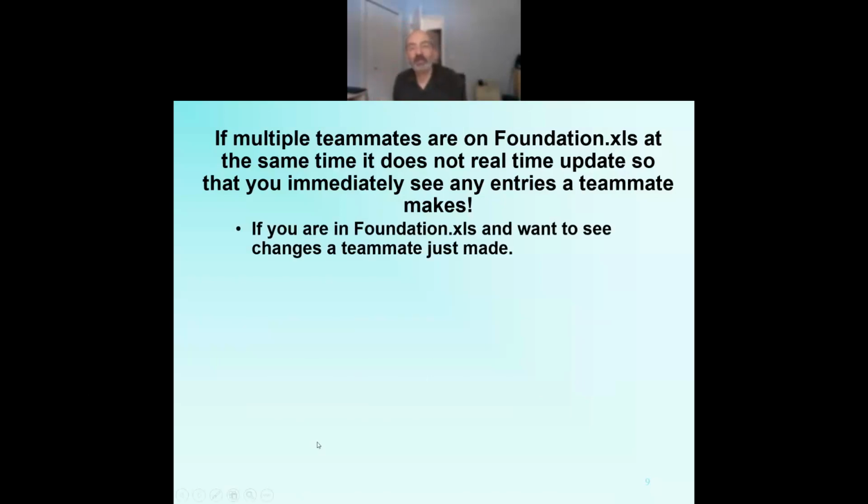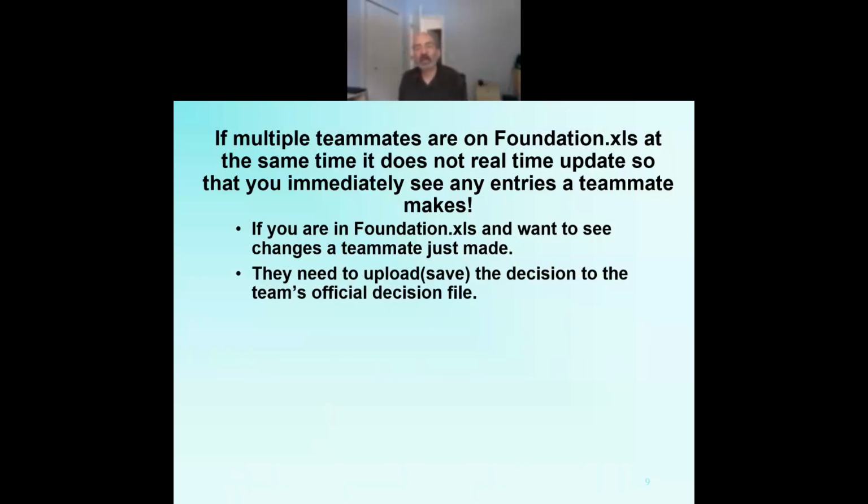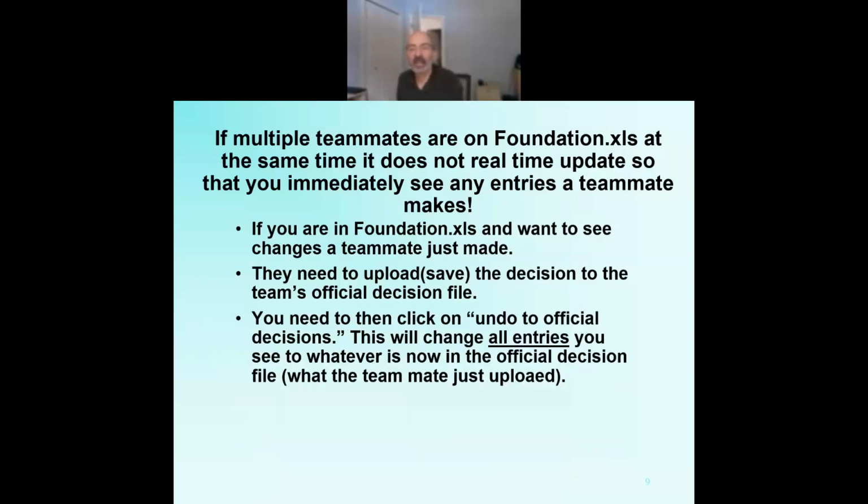Again, if you are in foundation.xls and you want to see changes a teammate just made on their file, they need to upload or save the decision to the team's official decision file. You need to then click on Undo to Official Decisions. This will change all entries you see to whatever's in the official decision file, what the team just uploaded.